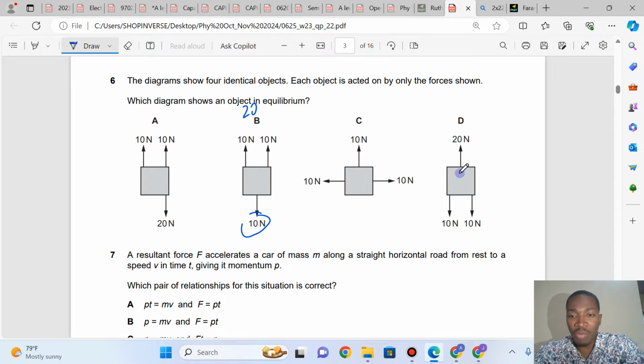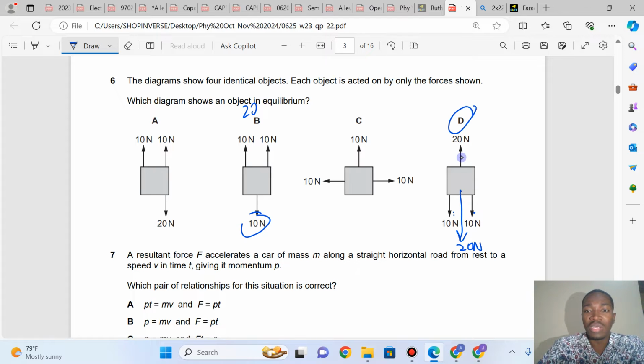Yeah. What about moment? Well, the resultant of these two 10 Newton forces will be a single force of 20 Newton. The resultant of these two forces acts in between them with a magnitude of the sum of each of these, which is 20. And that is coplanar with this 20 Newton force. So that means D is the only one that is in equilibrium. That makes B the correct answer to question number 6.